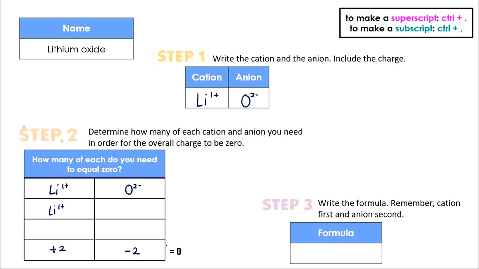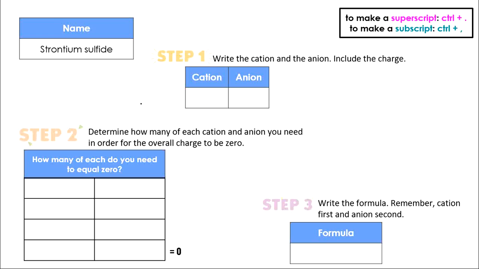Well, how many of each did I need? I needed 2 lithiums and I needed 1 oxygen. So those will be our subscripts when we write the formula. So step 3, we write the formula. Remember that the cation is first and that the anion is second, or in other words, the metal is first and the nonmetal is second. So I write Li, and how many Li's did I need? I needed 2. And then I write O. How many O's did I need? I needed 1. And again, I don't write that 1 here because when I write the letter, it's assumed that I already have 1 oxygen.